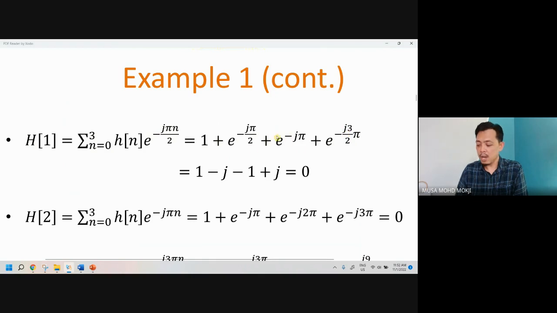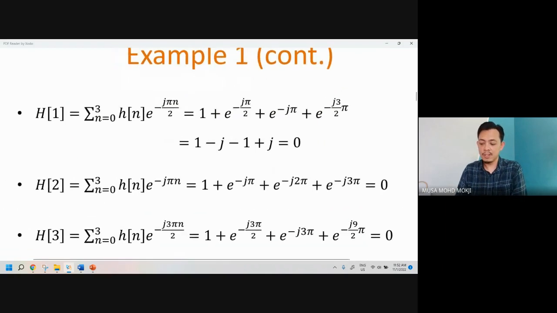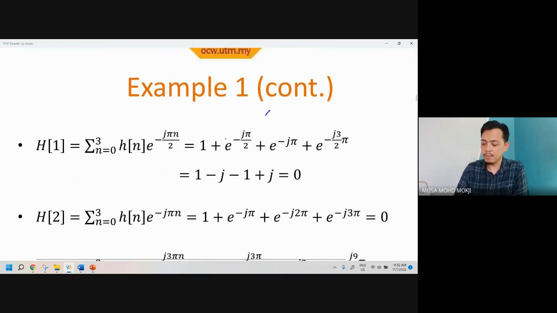And actually, how to solve this? This one can be solved easily if we understand trigonometry, right? Because what is the exponent? The exponent is just a simple cos omega minus j sine omega.